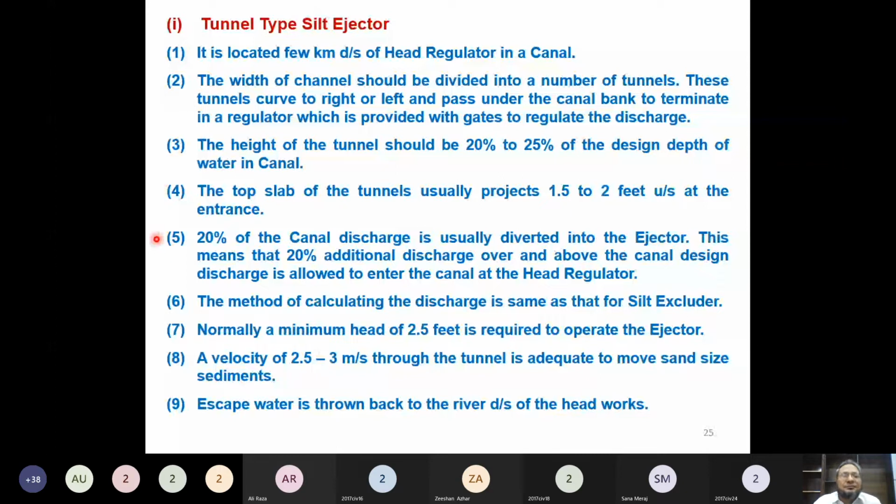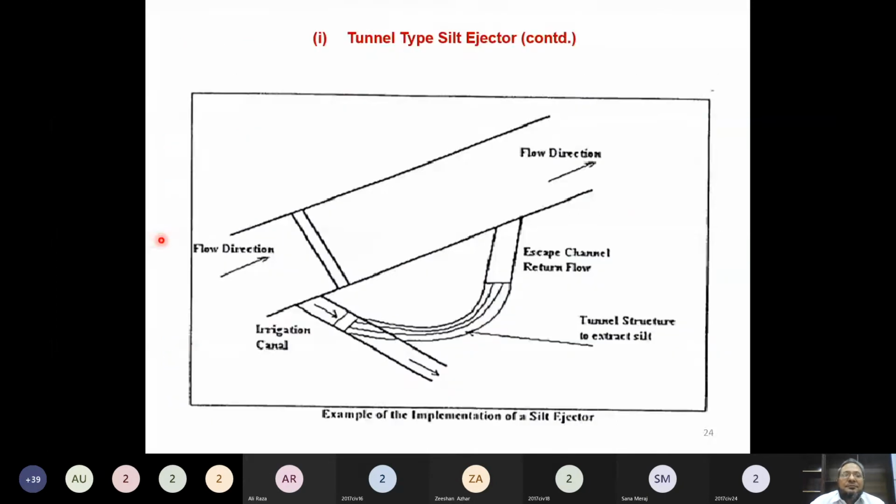Number five, 20% of the canal discharge is usually diverted into the ejector. How much discharge do we allow in case of silt ejector? 20% of the canal discharge. So where that 20% water goes? This 20% water goes back into the river on downstream of the barrage with sediments.